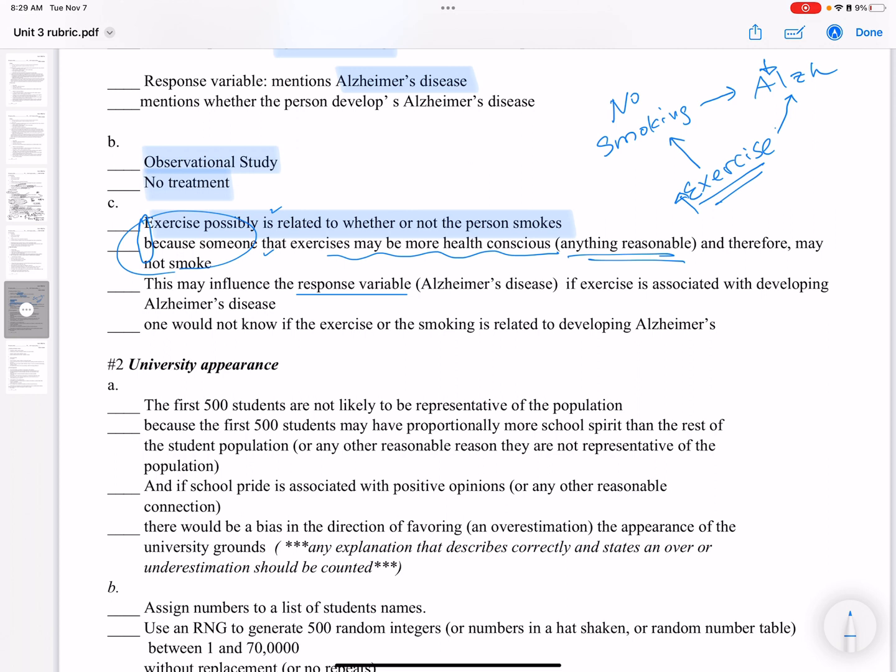because that's the definition of a confounding variable, that it could influence the response variable. And so we don't know if it's exercise or the smoking. You just need to make that conclusion. Guys, this could be implicit. Implicit means that it could be implied. I don't have to say it explicitly; I just need to imply it so that it is clear that I'm saying I don't know if it's smoking or exercise.